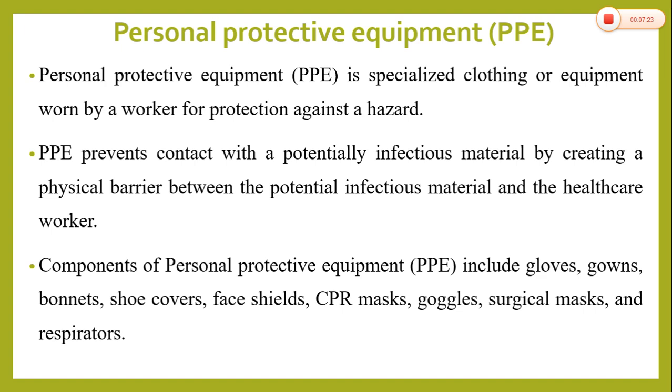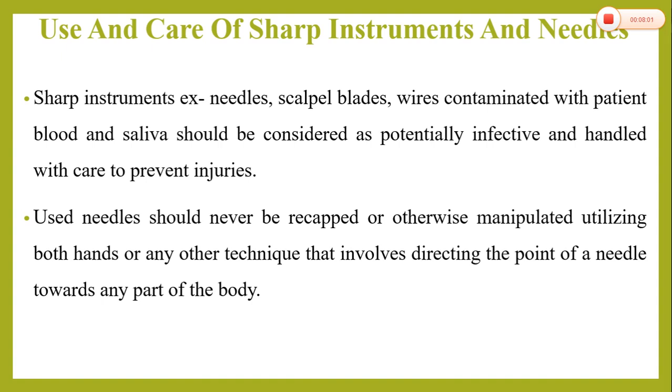Personal protective equipment. Personal protective equipment is specialized clothing or equipment worn by worker for protection against a hazard. The personal protective equipment prevents contact with potentially infectious material by creating a physical barrier between the potential infectious material and healthcare worker. The components of personal protective equipment include gloves, gowns, bonnets, shoe covers, face shields, CPR masks, goggles, surgical masks, and respirators. Use and care of sharp instruments and needles.